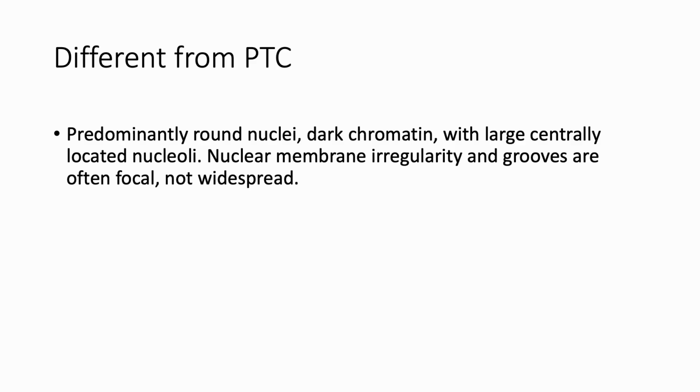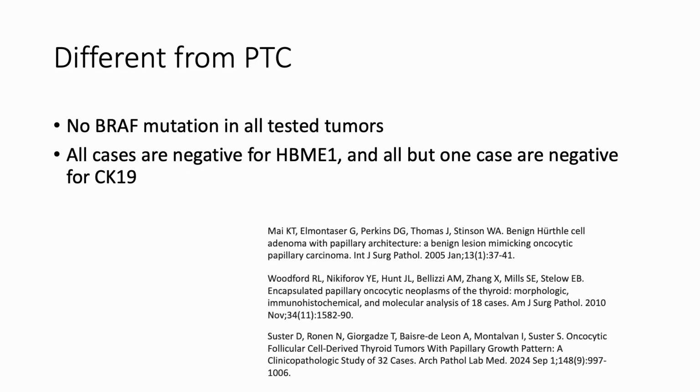These differ from PTC nuclei, which show pale chromatin, oval nuclei, small nucleoli often adherent to the nuclear membrane, and diffuse, not focal, nuclear membrane irregularities and grooves. These tumors also differ from PTC at the molecular and immunohistochemical levels. BRAF mutation is absent in all cases. HBME1 is negative in all cases. CK19 is negative in all but one case.